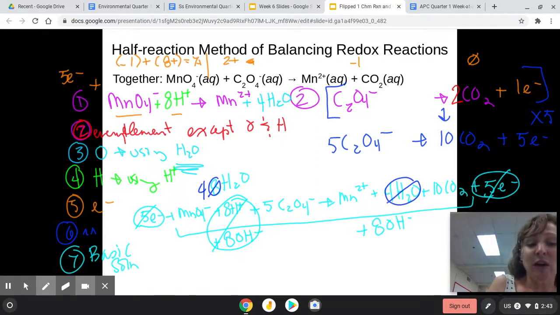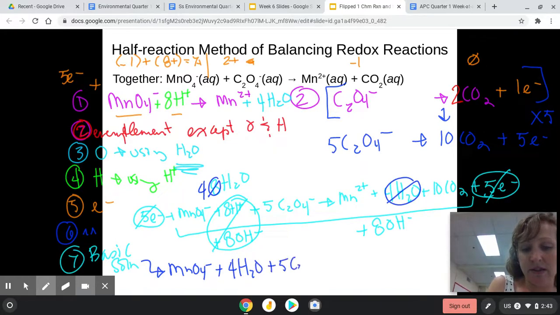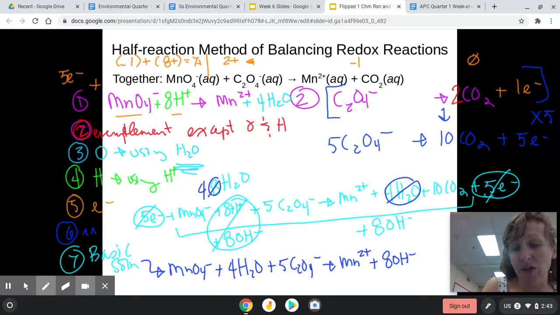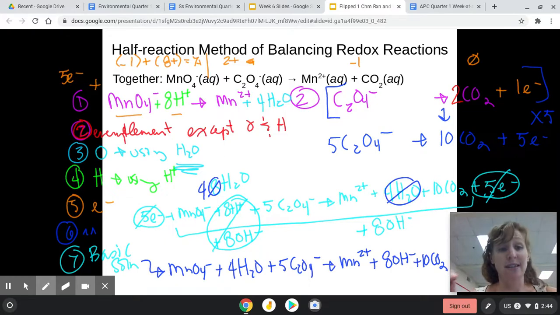And so if I was going to balance it in basic solution, I would get this. And you'll see that instead of being left with H pluses in my balanced reaction, now I'm left with hydroxides in my balanced reaction, which indicates a basic solution. Okay, so if you're balancing it for acidic solution, there's 6 steps. If you're balancing it for basic solution, there's 7.